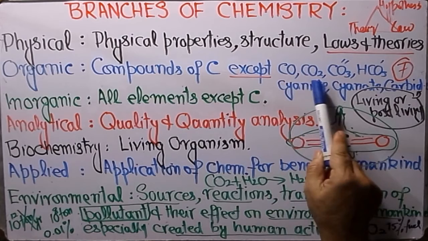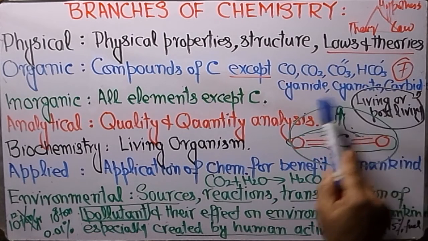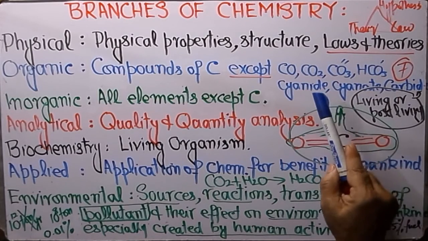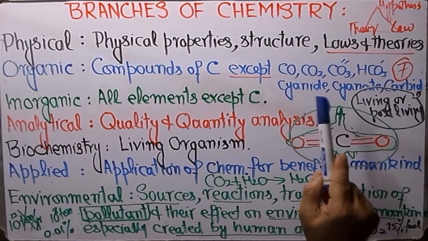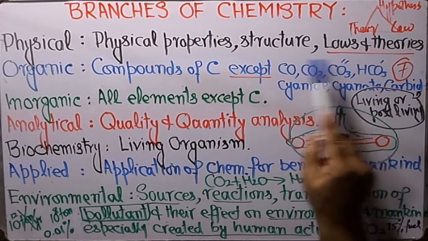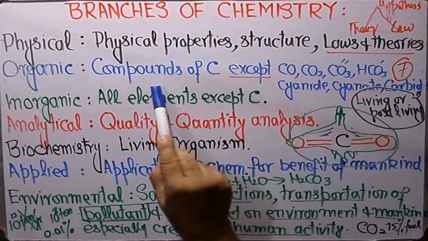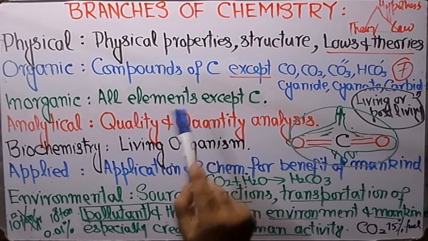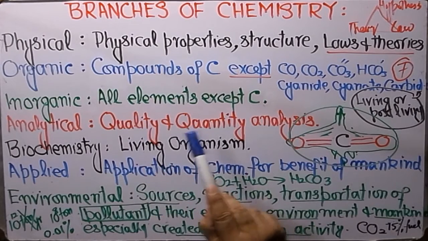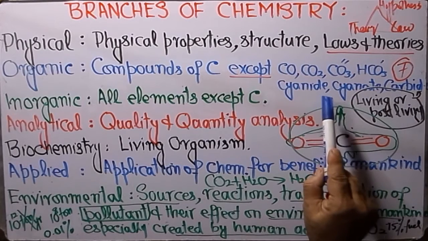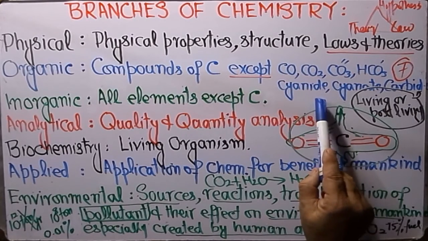That's carbon monoxide, carbon dioxide, carbonate, bicarbonate, cyanide, cyanate, carbides. Though they are made of carbon, they are not organic compounds. They are inorganic. Why are these compounds not organic? Because these compounds are very simple compounds. The property of organic compounds is their complexity, whereas the property of inorganic compounds is simplicity in general. They are simple, so they are not included there because they do not show the nature of organic compounds.